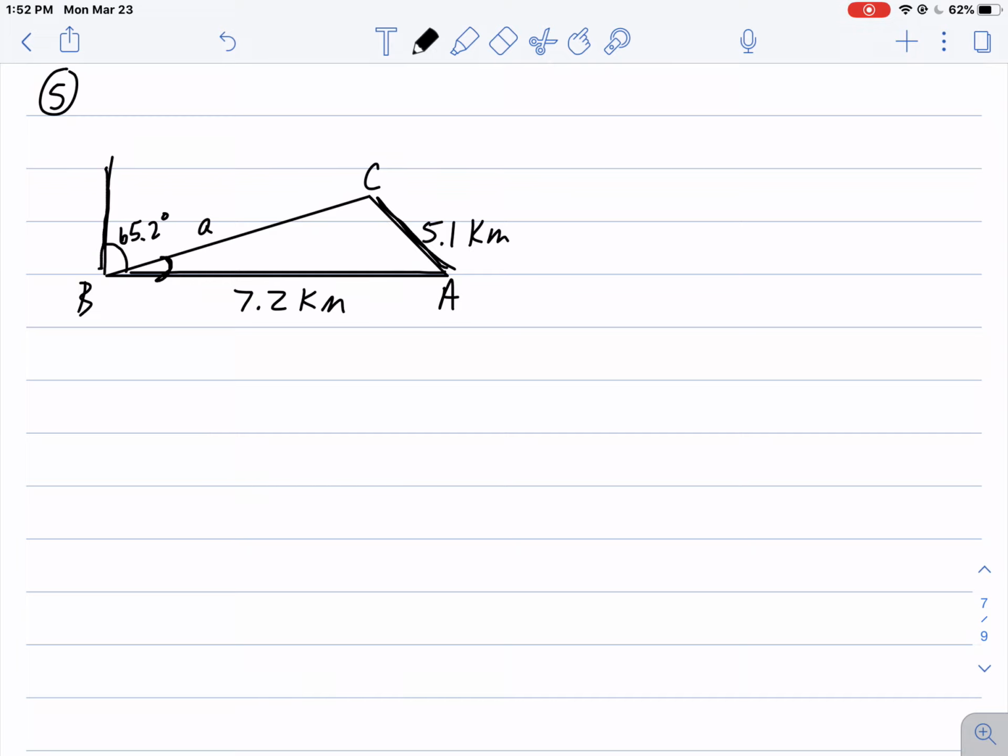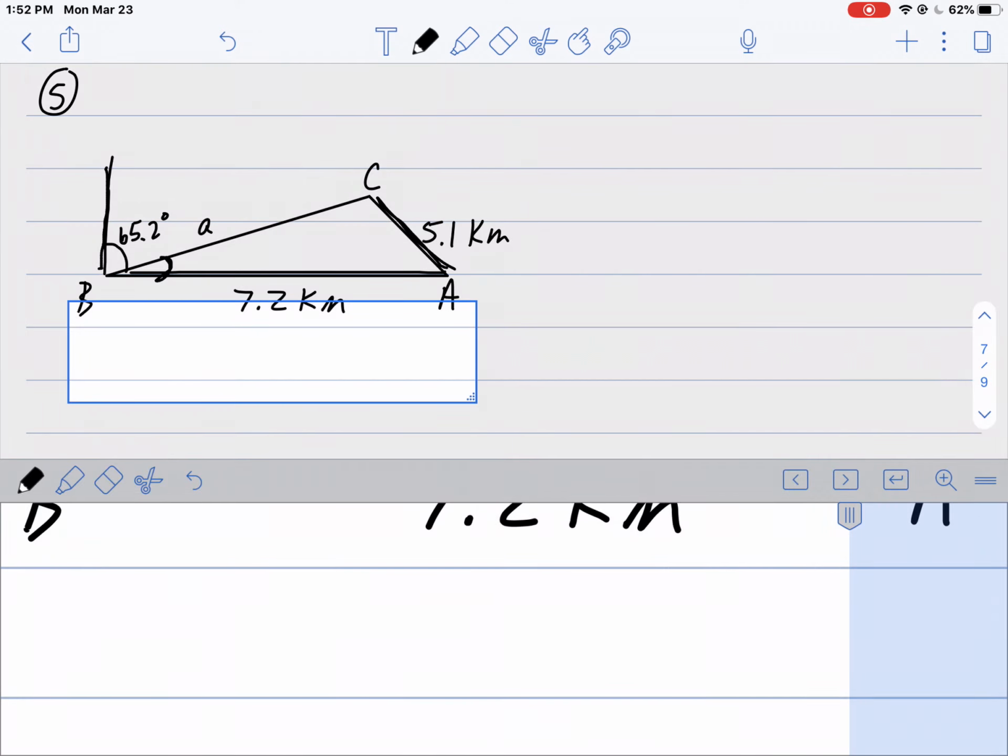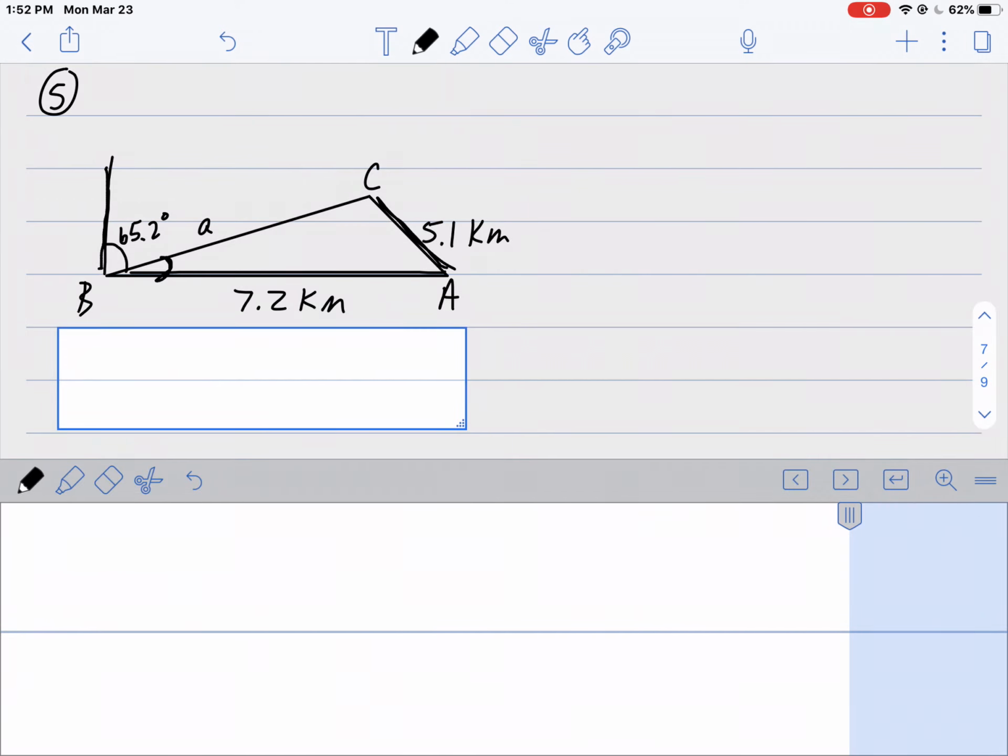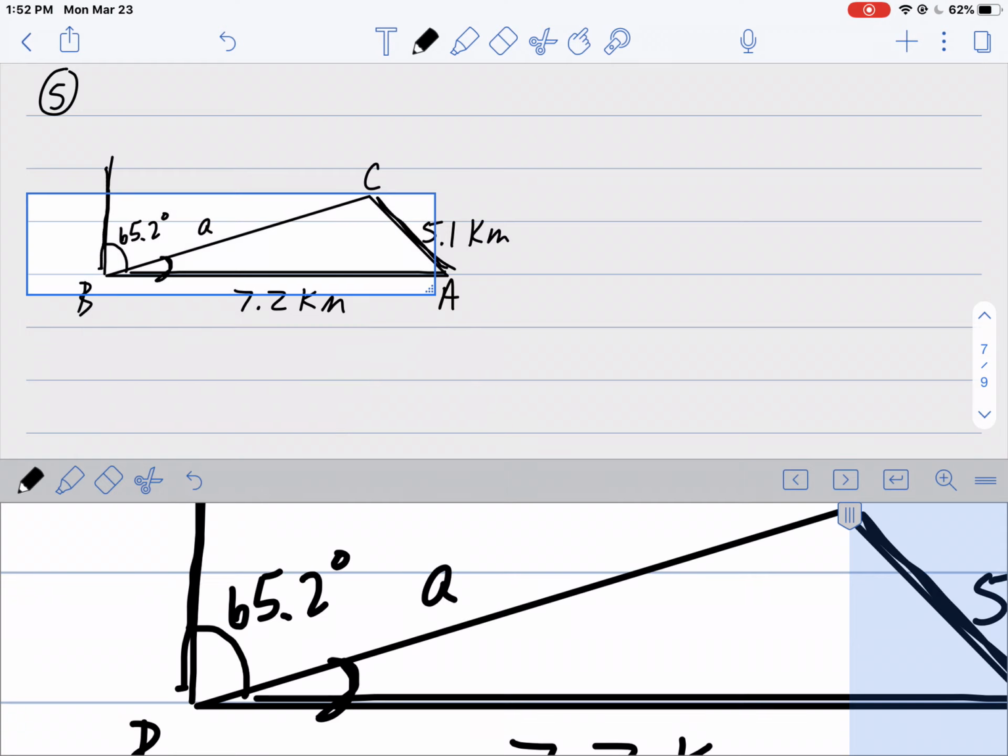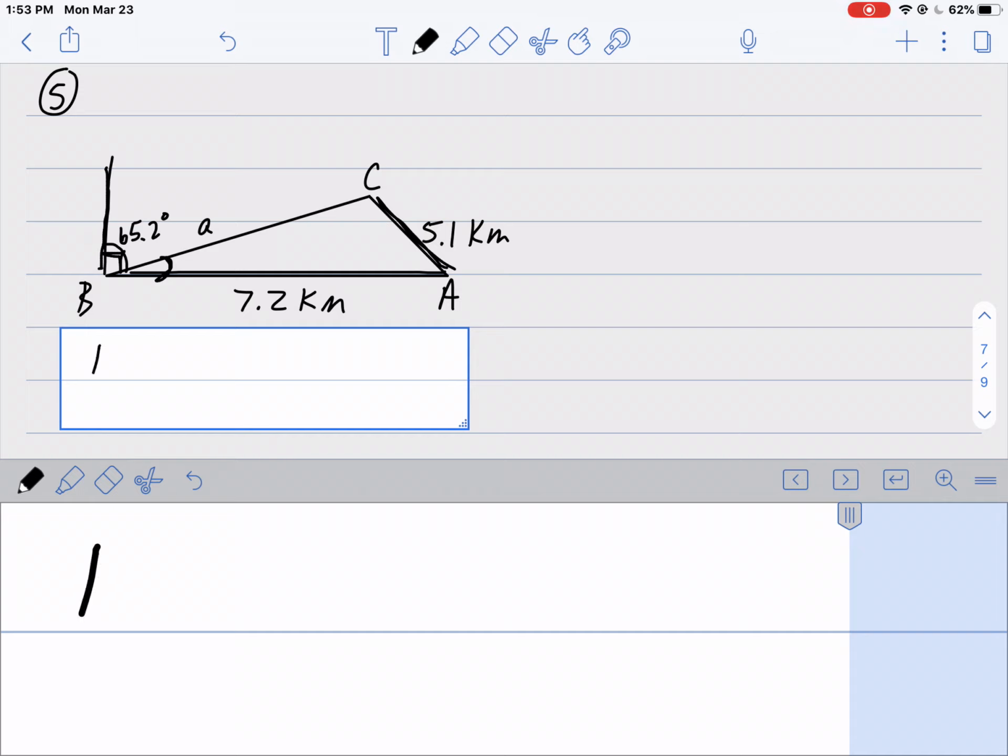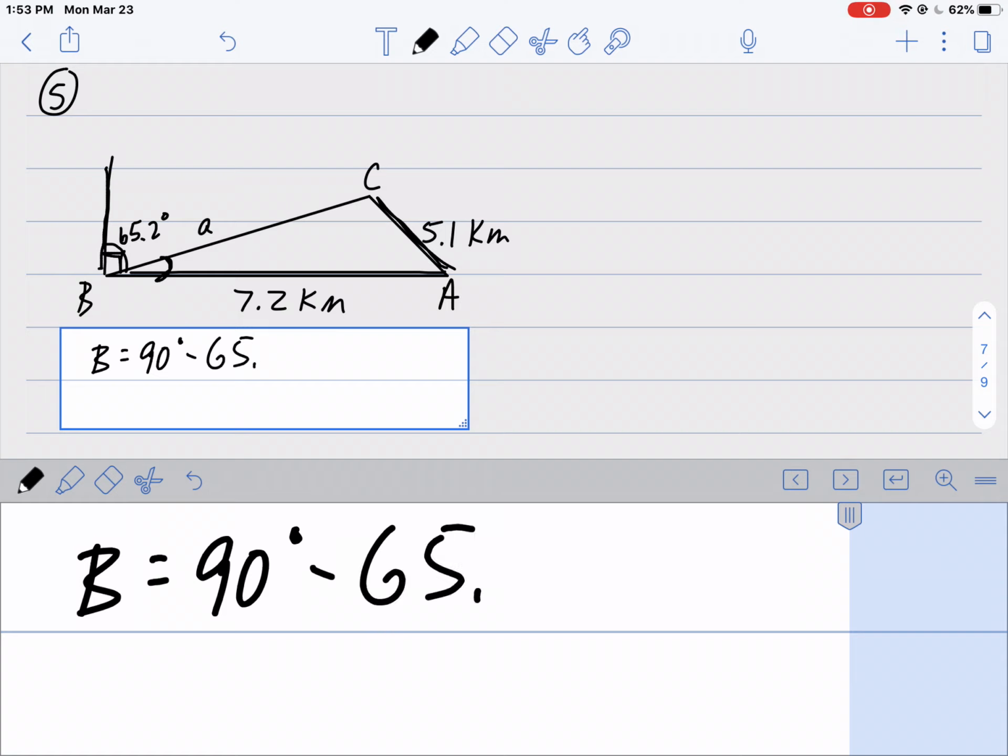So I can start by first finding angle B. That's not a problem. Because we know that this angle here has to be a right angle, because that's a straight east-west line and a straight north-south line. So that has to be a right angle. So I can tell you that angle B would have to be 90 degrees minus the 65.2 degrees that we have.